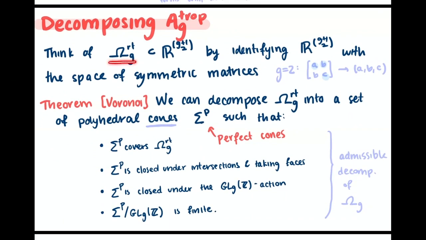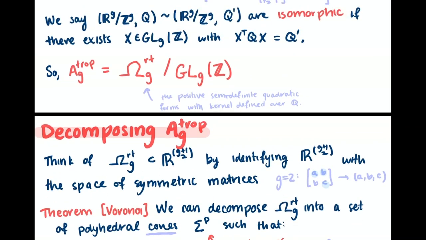So we're going to think about the space of positive semi-definite quadratic forms. We're going to view this as living inside of R to the (g+1 choose 2). And we're going to do that by identifying this space with the space of symmetric matrices. So looking back to g equals 2, if I have a symmetric matrix with entries a, b, b, c, I just remember the top 3 values, and that gives me a point in R^3. So let me draw a picture. We know something about what Omega_g^rt looks like, because if I take any point in it, positive semi-definite quadratic forms, and scale it by any positive real number, I stay inside of that, which means that it's a cone.